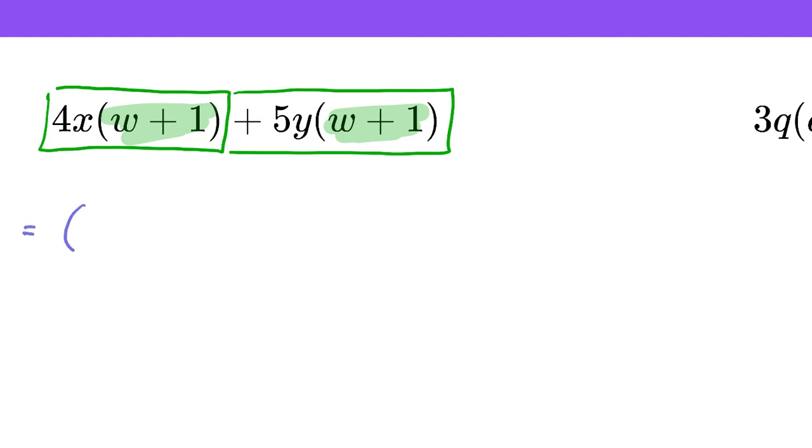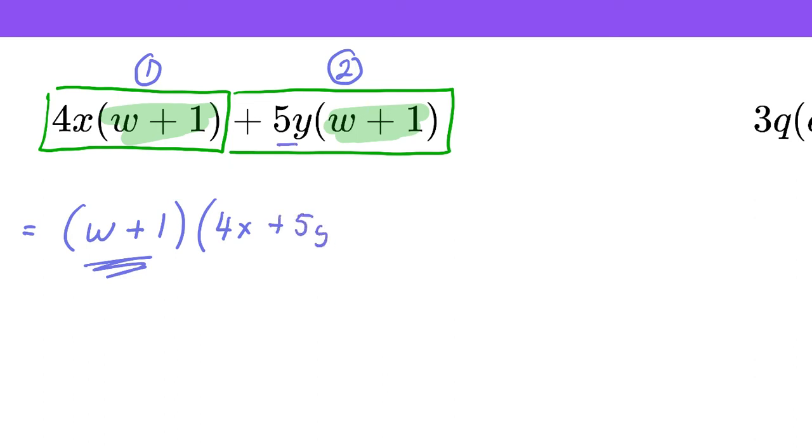So I'm going to take it out. Just like I did on the last slide, it now becomes the common factor. And then you take your first term and you divide by your common factor. So w plus 1 divided by w plus 1 becomes 1, and you're left with 4x. Now looking at the second term, you've got 5y times the w plus 1, and if you're dividing by your common factor, you again are left with the value up front, which is 5y.